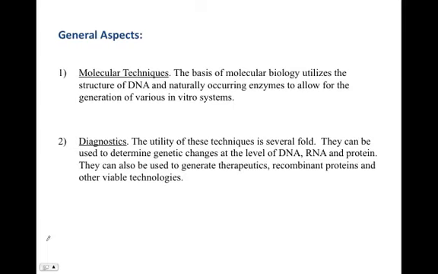The basis of molecular biology utilizes the structure of DNA and the naturally occurring enzymes to allow for the generation of various in vitro systems. We're also going to look at the use of diagnostics. The utility of these techniques is several-fold. They can be used to determine genetic changes at the level of DNA, RNA, and protein. They can also be used to generate therapeutics, recombinant proteins, and other viable technologies.